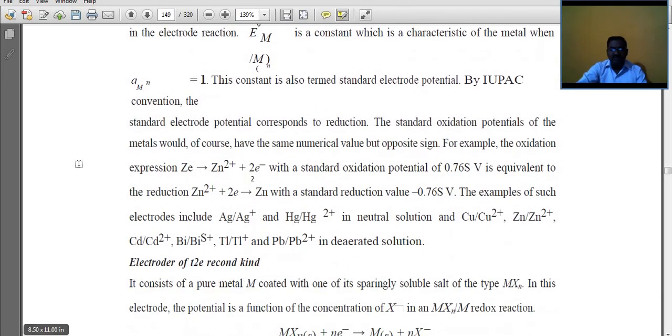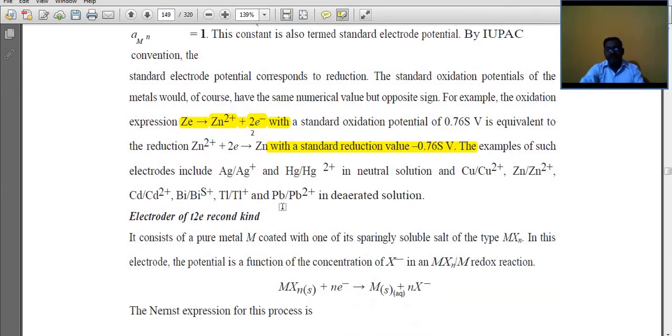We are going to take a simple example here. Zn liberates 2 electrons with a standard oxidation potential. What is the value? Here 0.76 volt. That is equivalent to the reduction of the same thing: Zn2+ gaining 2 electrons becomes Zn, with a standard reduction value of minus 0.76. Examples of such electrodes include silver, mercury, copper, zinc, cadmium, bismuth, titanium, lead, etc.